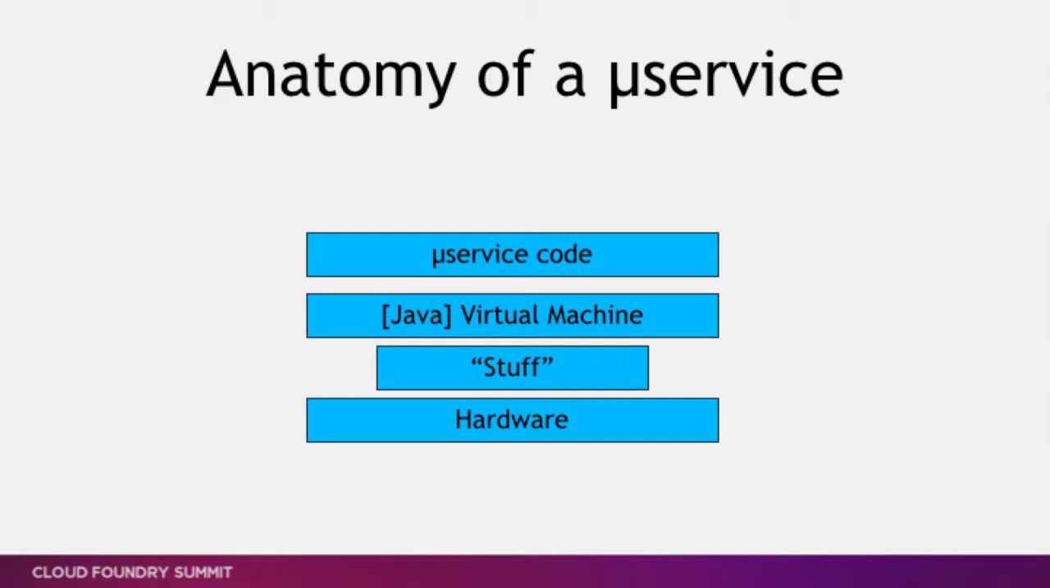Then there is some kind of virtual machine, and I don't necessarily mean JVM or anything like that. It can be just a virtual machine that interprets the code that you blast into the microservice. It could be just a configuration virtual machine. So if you have a configuration subsystem, think of it as a virtual machine. Then there's a whole bunch of stuff, and then there's hardware. So let's take a look at what this stuff is.